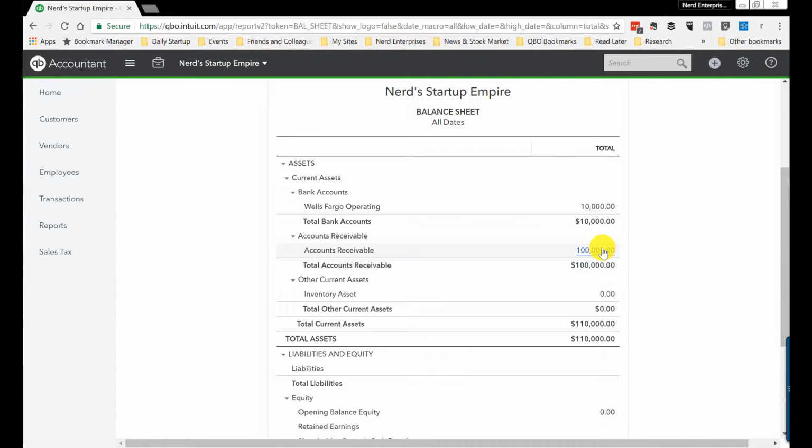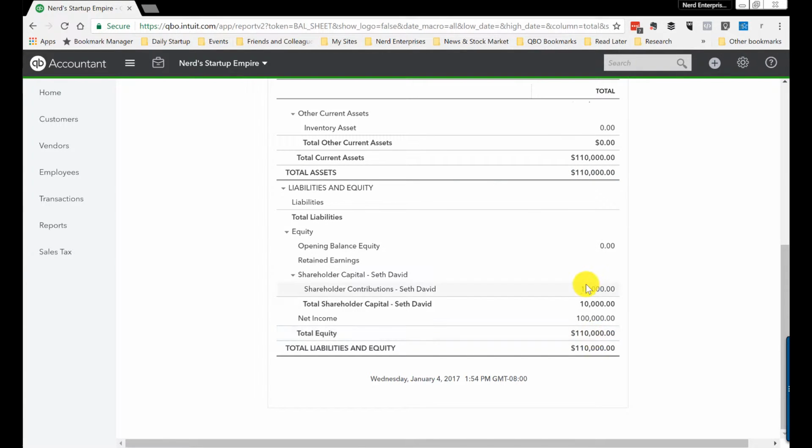Notice I have the accounts receivable plus the cash is $110,000 in total assets. I have the $10,000 I contributed plus the net income closing out to the equity, the net profit that I earned for the period, also closing out to the balance sheet, also adding up to $110,000.